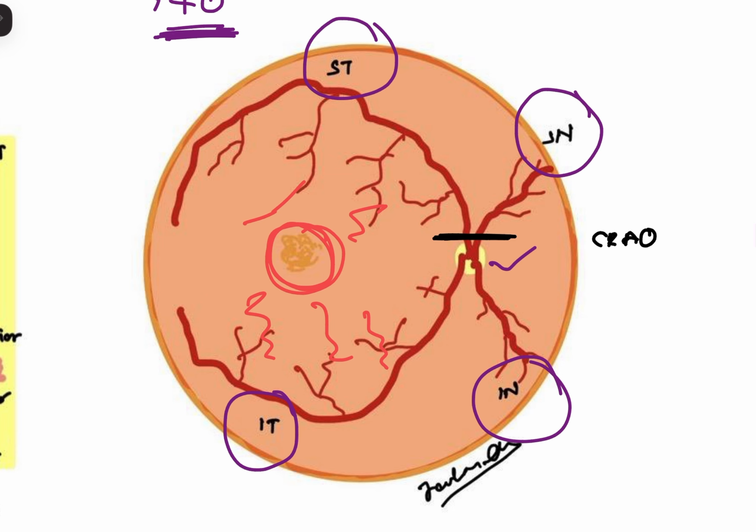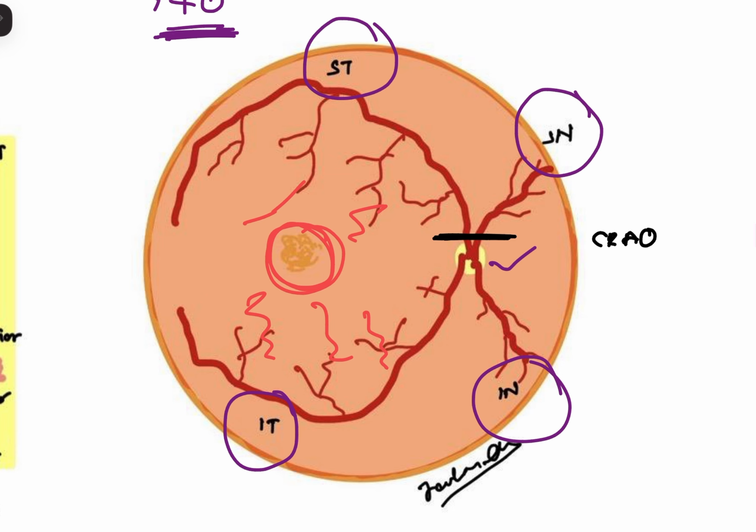Then, two most important signs in this particular disease are what? Your retina is ischemic. And in the macula, what do you see? Yes, that is very important. What you see in the macula is very important. What do you call that? Yes, it is the cherry red spot.